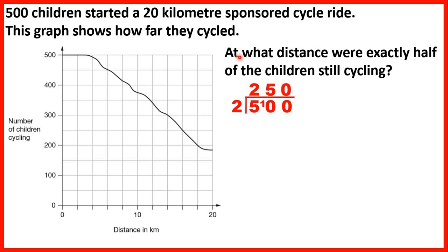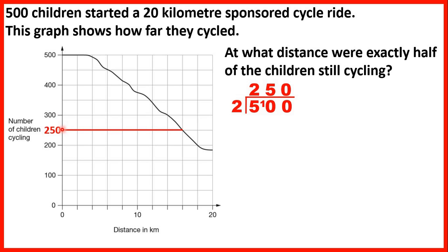So we need to know at what distance were 250 children still cycling. So we have the number of children cycling on this side, and 250 will be right in the middle of 200 and 300.